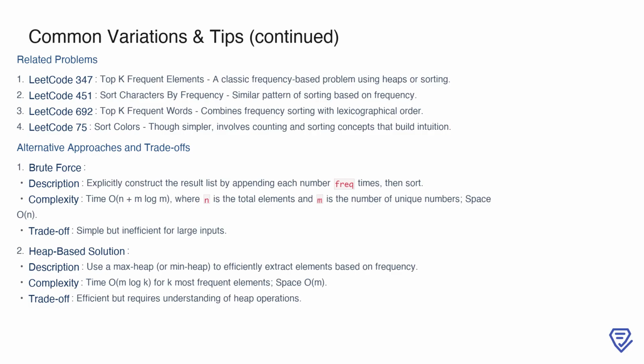A more efficient alternative is a heap-based solution, where a max heap or min heap is used to extract elements based on their frequency. This reduces the need for full sorting and is particularly useful when only the most frequent elements are required. However, heap-based solutions require familiarity with heap operations and may be slightly harder to implement.